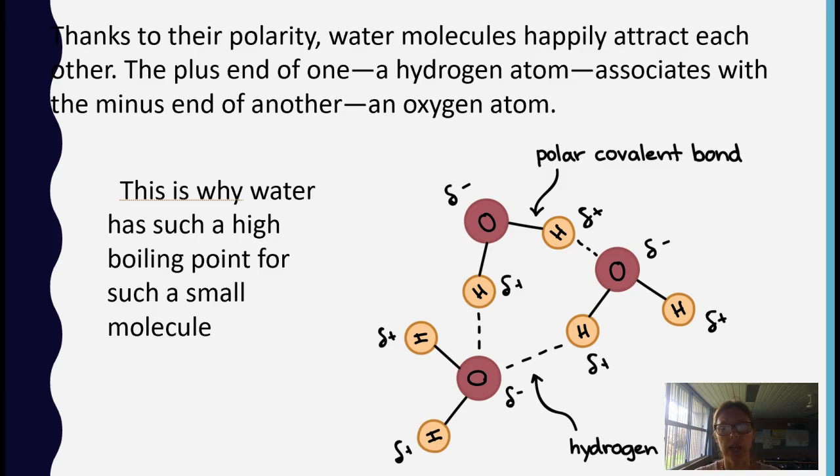So you can see in our diagram here, we have got our polar covalent bonds inside the molecule. So they're our intramolecular forces. We've got our bonding here, they're our polar covalent bonds. But over here between our molecules, we have then a hydrogen bond there.